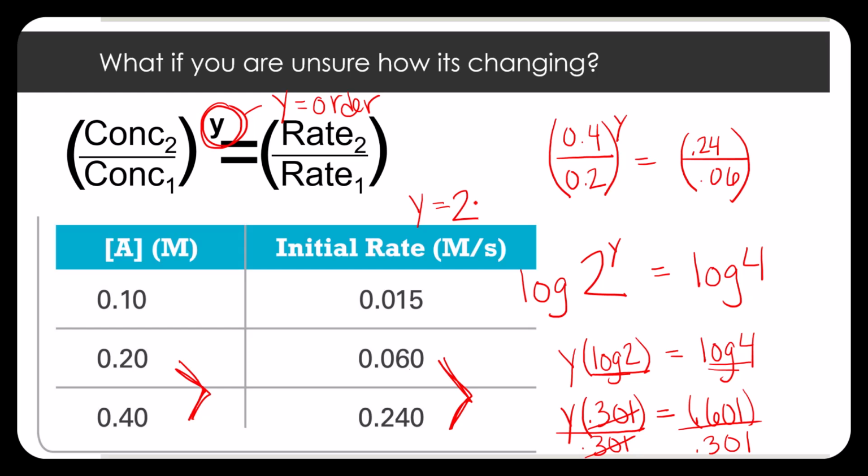That's your introduction to looking at experimental data and determining the order of the reaction. In the next video, we're going to look at some more data, an actual chemical reaction, and we'll determine what the orders are.